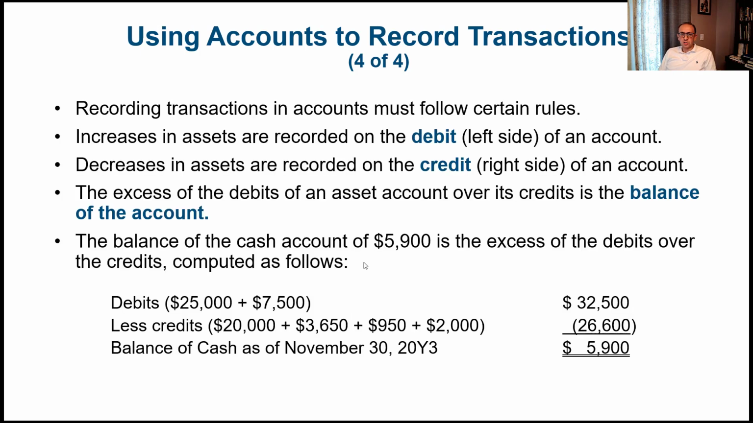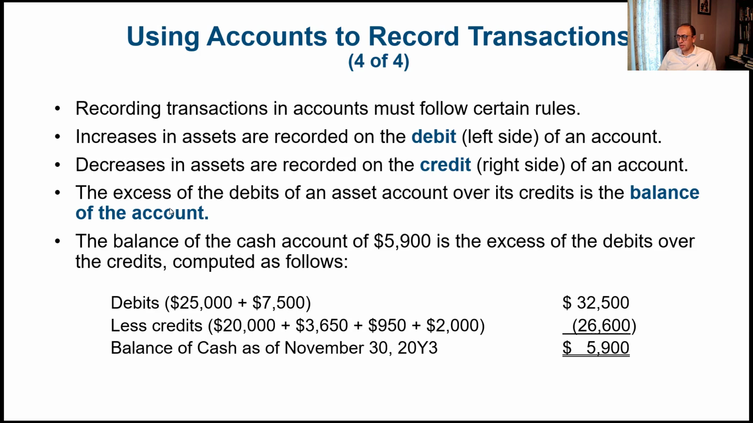So, recording transactions in an account must follow certain rules, and that's the thing I want you to remember here. Increases in assets are recorded on the debit side, which is the left-hand side of the T account. Decreases in assets are recorded on the credit side, which is the right side of the same account. The excess of the debits of an asset account over its credits is the balance of the account at the very end of the period. So again, when we say the excess, basically it's the difference between the debit and credit side, or what we have on the left-hand side and what we have on the right-hand side.